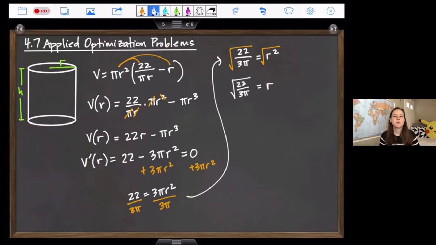Usually when I take the square root of both sides, I insist on that plus or minus being on the radical. Remember that we're solving for the radius of a can of chicken soup, so we're not going to put a negative radius on there. So I just chose the positive one.